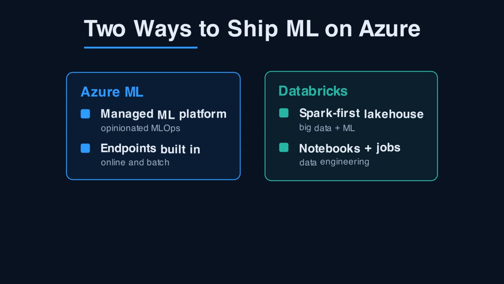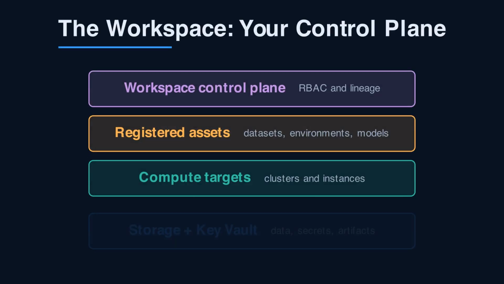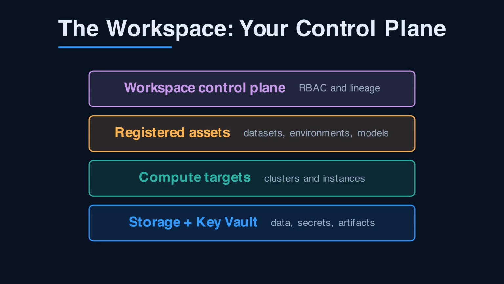Let's get concrete. Everything in Azure ML lives inside a workspace. Think of it as the top-level container and control plane for your ML assets. When you create one, Azure provisions a bundle of dependent resources: a storage account for data and artifacts, a key vault for secrets, a container registry for your model images, and application insights for telemetry. Inside the workspace, you register datasets, compute targets, environments, models, and experiments, all tracked with versioning and lineage.